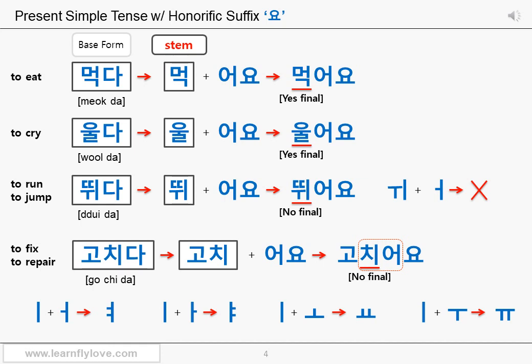ㅣ vowel plus ㅗ vowel becomes 요. ㅣ vowel plus ㅜ vowel becomes 유. Easy peasy. So 고치어요 becomes 고쳐요. 고쳐요, because 치 and the 어 sound should be combined. 고치어요 becomes 고쳐요. 고쳐요. Okay?